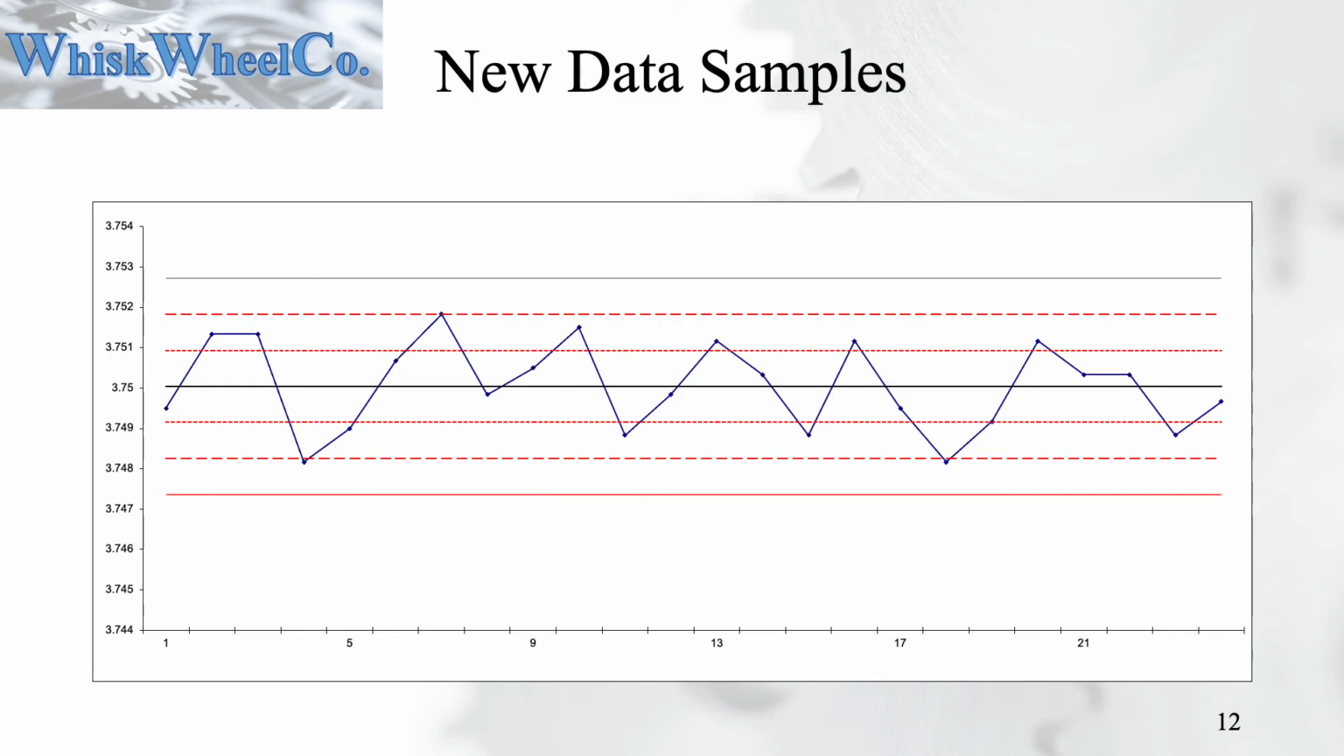This X-bar chart represents the new data samples that we collected from day 4 after implementing the change. We can see that the range has decreased greatly, and therefore, compared to the acceptable values set by the specification limits, all of the data points that we collected from day 4 were within the specification limits.